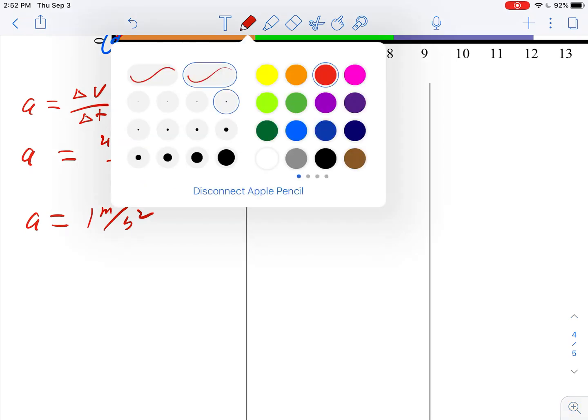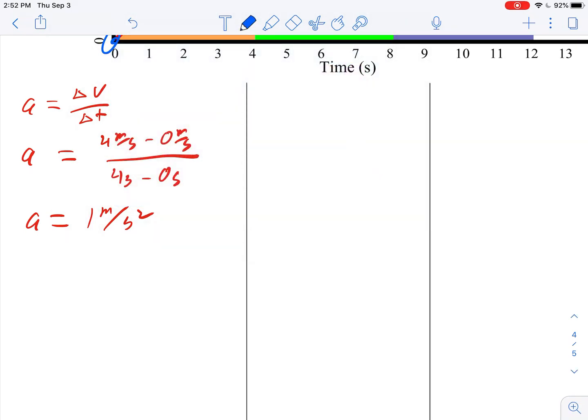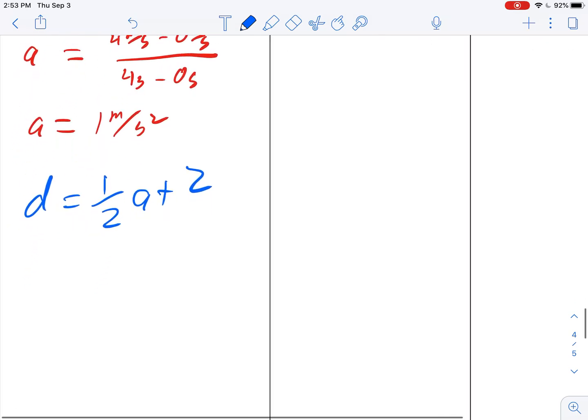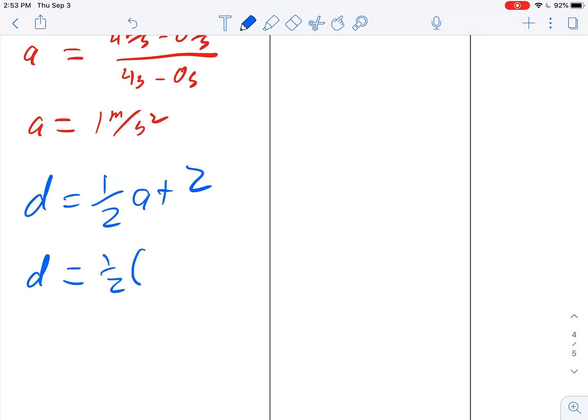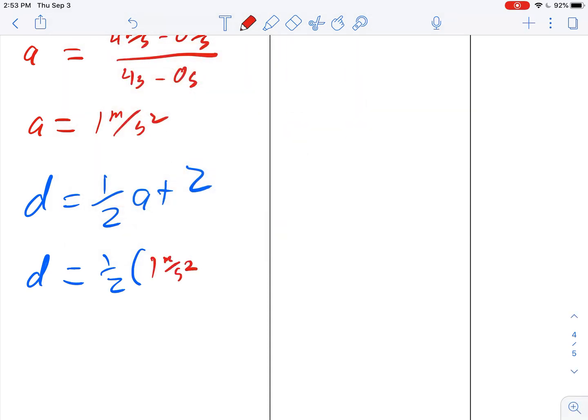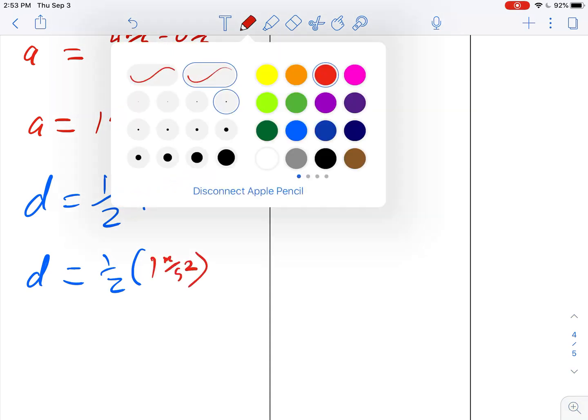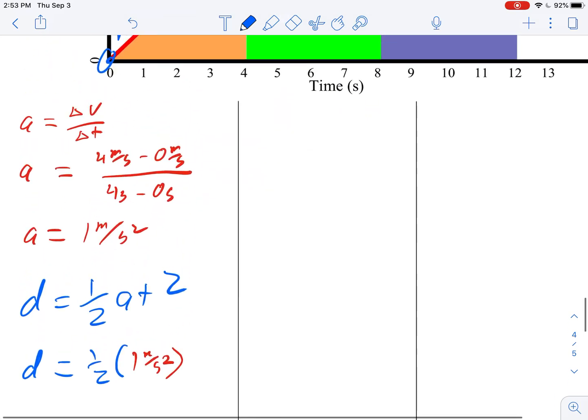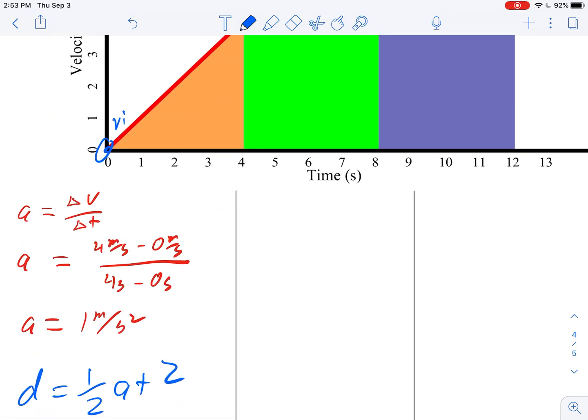Once I've found that, I'm then going to use it in the case where I find the area of the triangle, using that manipulated equation of 1/2 a t squared that I found on page number 2 in the 3rd column. So I take the 1/2, I multiply by that acceleration of 1 meter per second squared, and then my time interval is that 4 seconds. So what I'm doing is figuring out how far I go during this period of time.